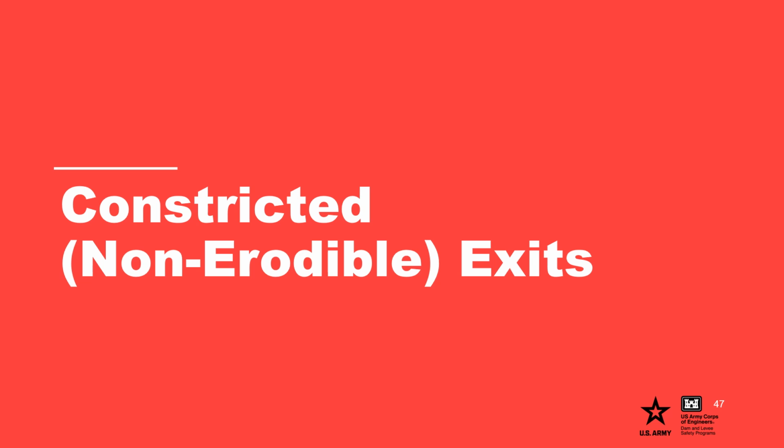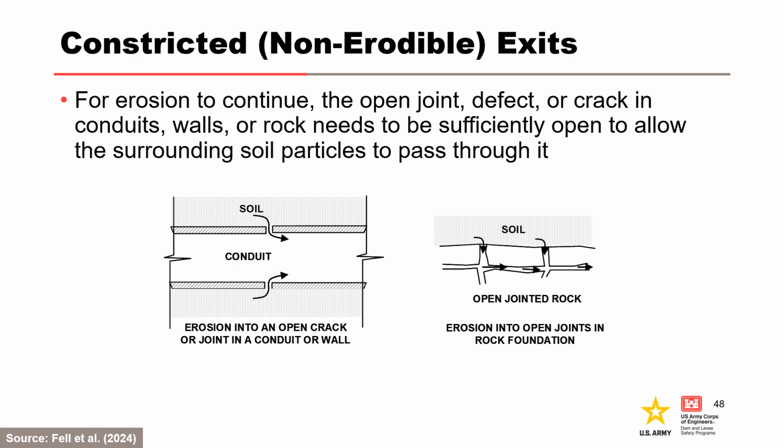The last topic for discussion is constricted or non-erodible exits. Up until this point, the presentation has discussed assessing the particle retention capability of filters. The last exit condition is a constricted or non-erodible exit. For erosion to continue, the open joint, defect, or crack in conduits, walls, or rock needs to be sufficiently open to allow the surrounding soil particles to pass through it.